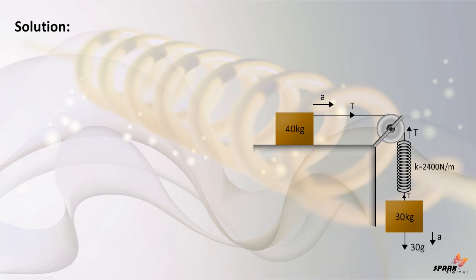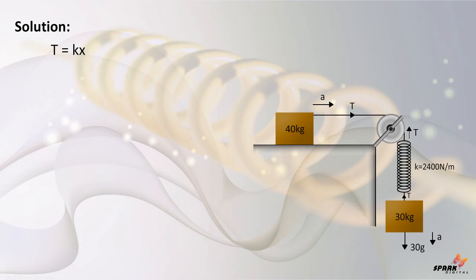Then we can say that tension is equal to Kx because tension is applying a force T in upward direction and it is pulling a spring with an inward restoring force, that is Kx. Therefore, it has to be equal to Kx. Here, under the action of uniform acceleration, block of 30 kg is coming down with acceleration a and block of 40 kg is also moving with the same acceleration. So, we can write the equation of motion for these blocks.